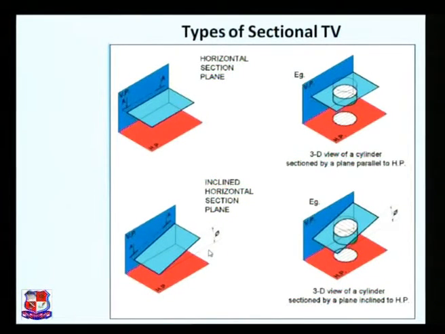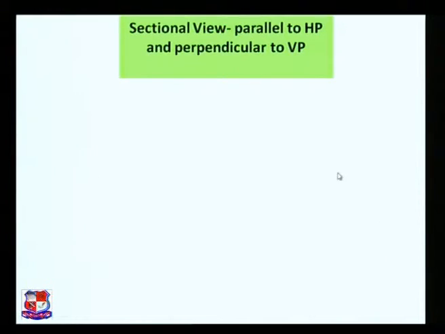It may be parallel or it may be inclined at certain angle, so that would appear in front view like this. It is represented by a straight line inclined to XY line at certain angle. Now sectional views parallel to HP and perpendicular to VP.